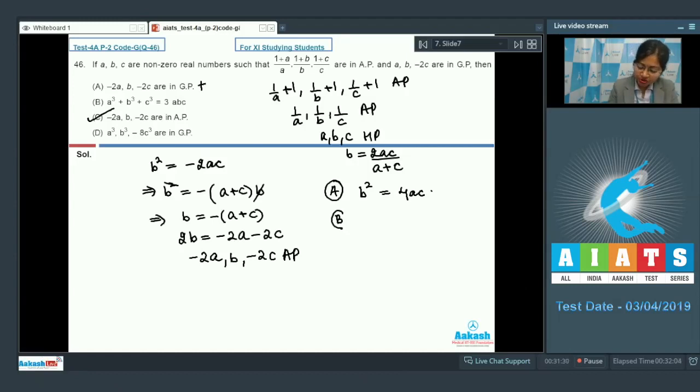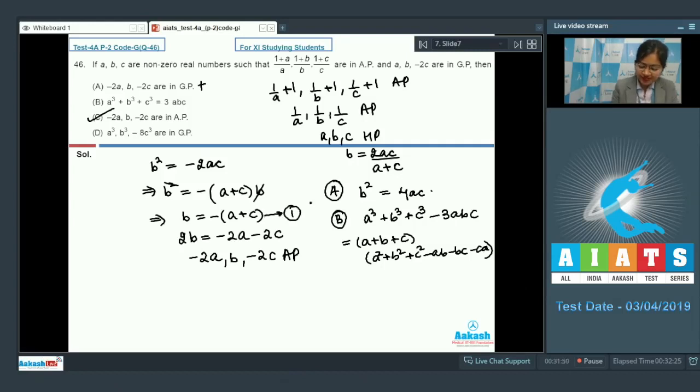Now, option B, we have to find the value of a cube plus b cube plus c cube minus 3abc. So we know its formula. It is equal to a plus b plus c into a square plus b square plus c square minus ab minus bc minus ca. Now from equation 1 we can see that a plus b plus c is equal to 0. So we can say that a cube plus b cube plus c cube is equal to 3abc. That is given in option number B. So option number B is the correct answer.